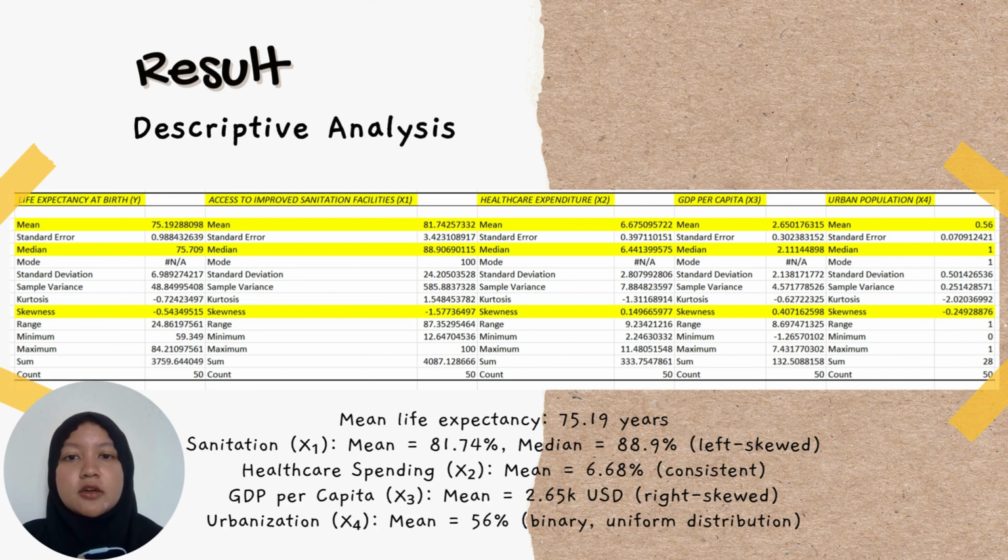GDP per capita shows significant disparity, with a mean of 2.65k USD and a right-skewed distribution influenced by wealthier nations. Finally, urbanization has a mean of 56%, indicating that more than half of the population in most countries reside in urban areas.